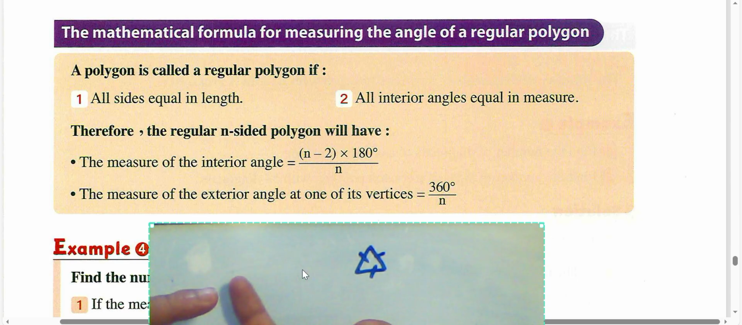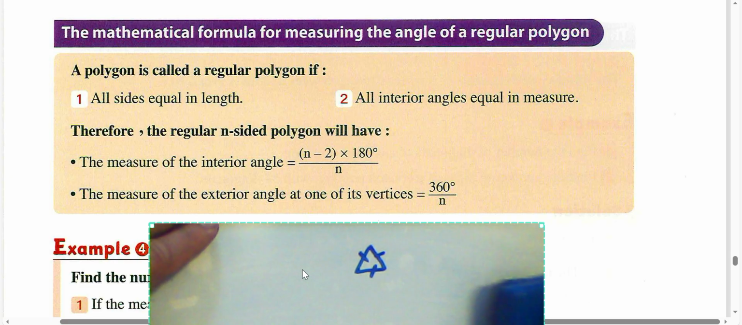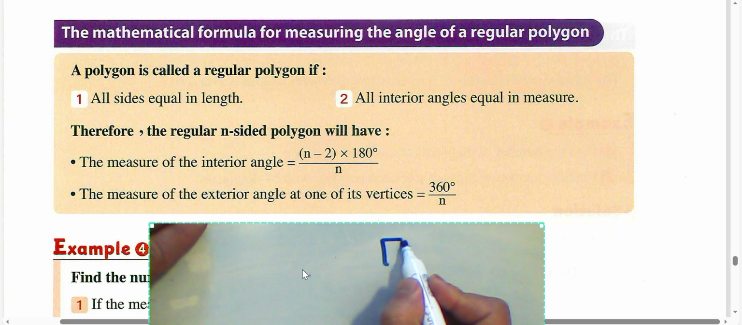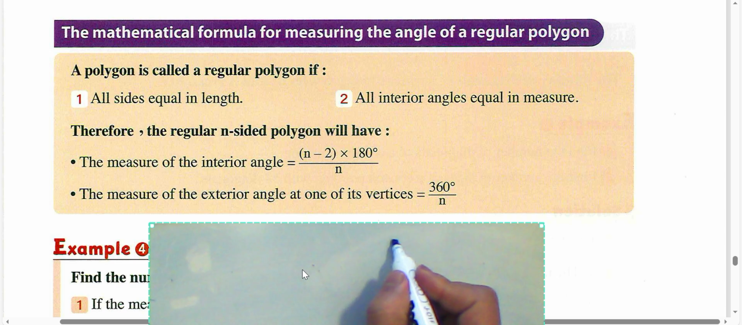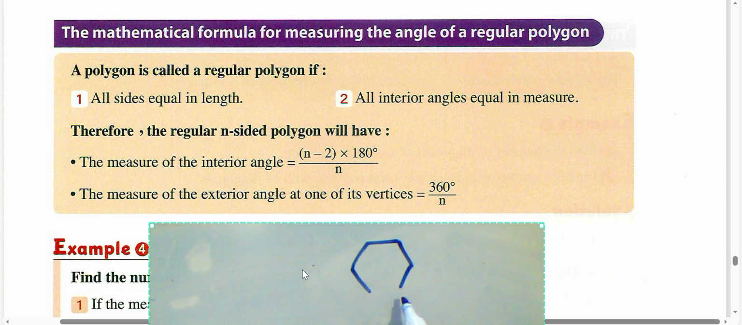Why? All sides are equal in length, 1, 2, 3, and the measure of all interior angles inside it equals 60 degrees, they are equivalent. Also the square: we call it a regular polygon because all sides are equal in length and the measure of each angle equals 90 degrees. And also the hexagon, like this, 1 2 3 4 5 6: we call it a regular polygon because all sides are equal in length and all interior angles are equal in measure, each one equal to 120.